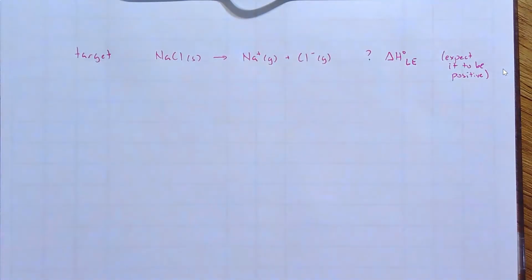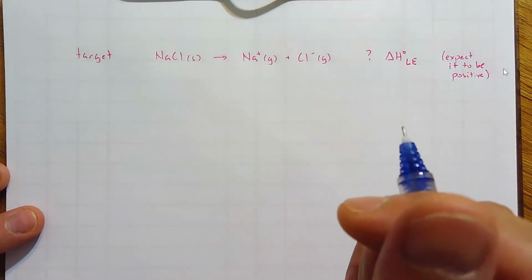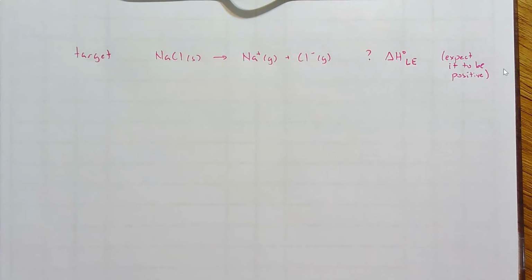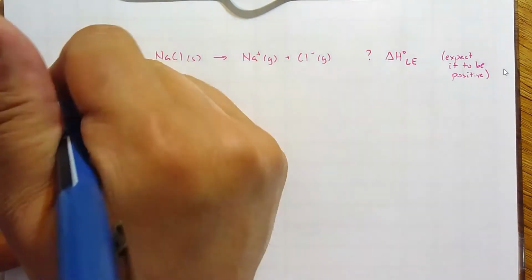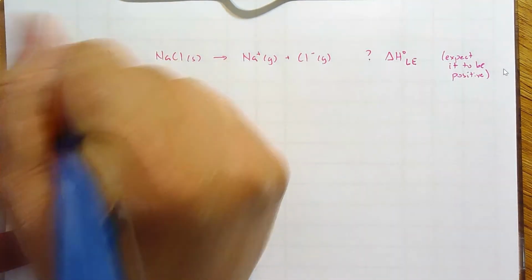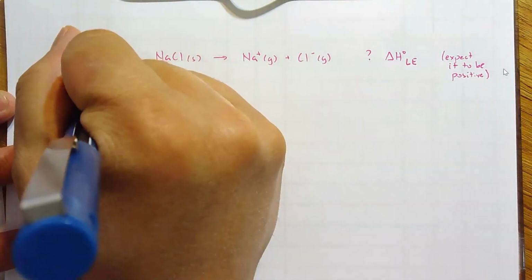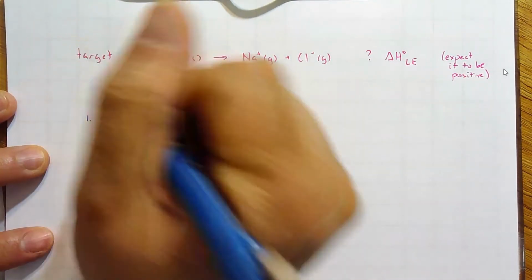Okay, where do we start? We're going to start with something that we know, which is the delta H of formation for NaCl. The thing I'm going to do is label the steps or the reactions of the Born-Haber cycle for sodium chloride using numbers. 1.